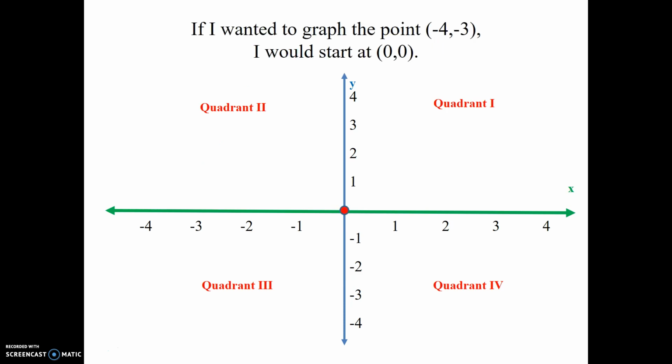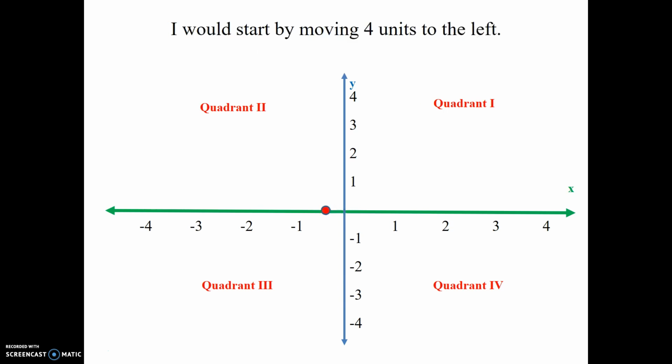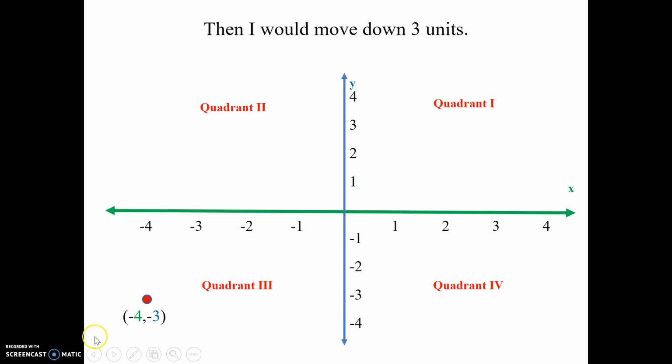Let's try another one. -4, -3. I'm going to go 4 units to the left, because that would be -4. I go to the -4 elevator and take it to the -3 floor and write my ordered pair. Okay, you have to do that.